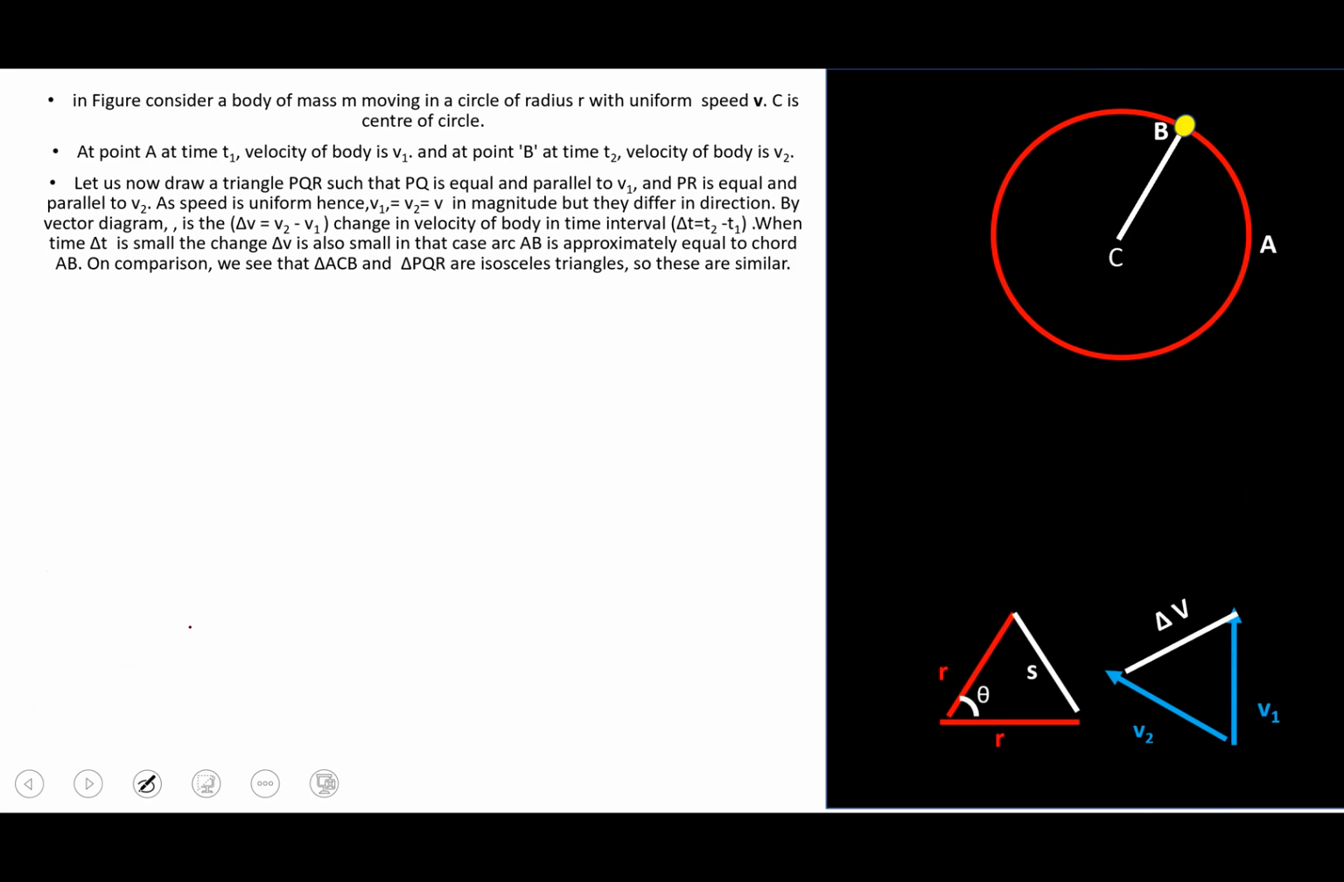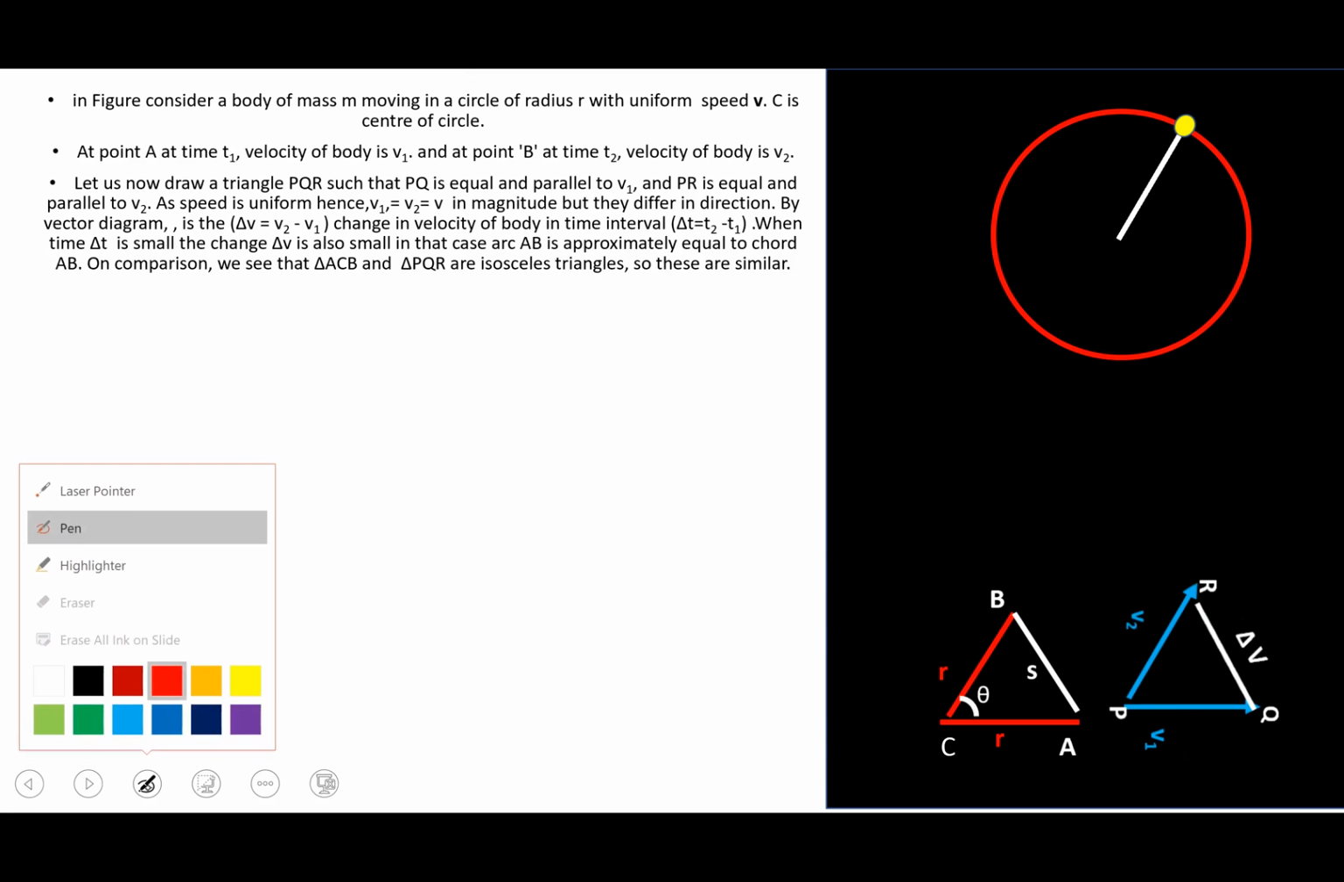Now, in this case, we'll see that these two triangles are similar. Let me make them more similar by rotating. Let's say this is PQR triangle of the velocities, and this is ABC triangle. Now, let's make them similar to each other by just rotating. So now you can see that delta V is similar to S, V2 is similar to R, and V1 is similar to R as well.